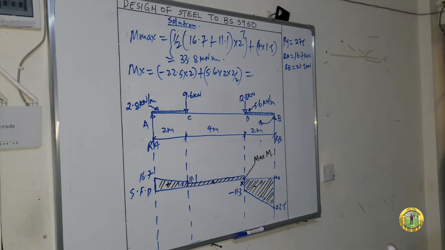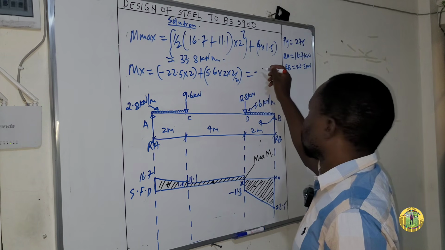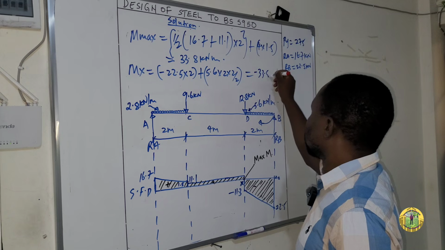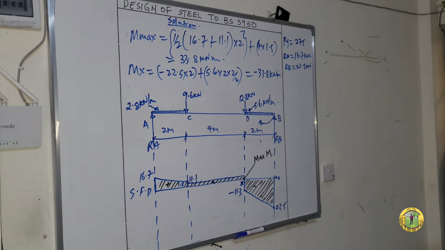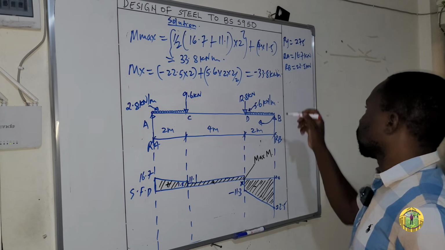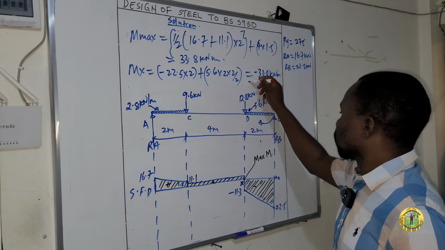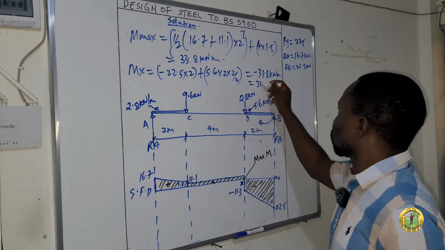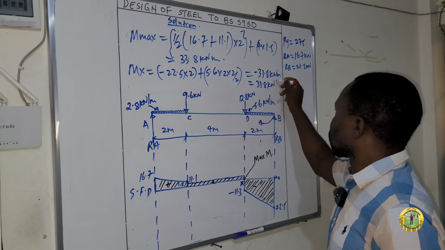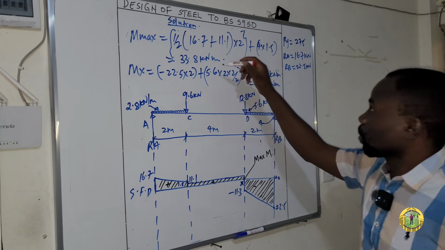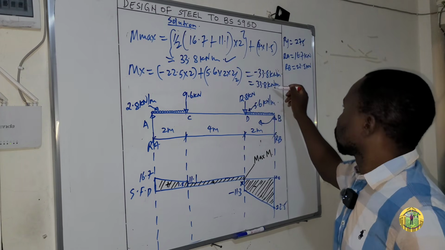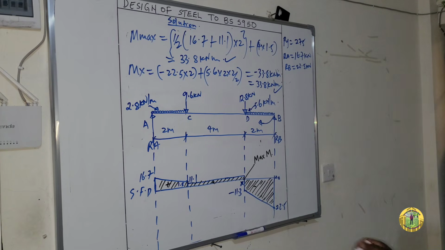So the answer is negative 33.8 kilonewton meter. You will ignore the negative side and take positive 33.8. So this one is equal to 33.8 kilonewton meter. As you can see, the answers are the same. This one and this one are the same.